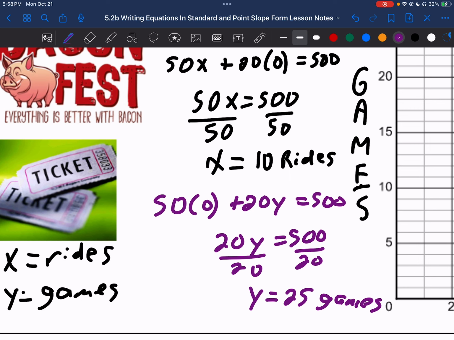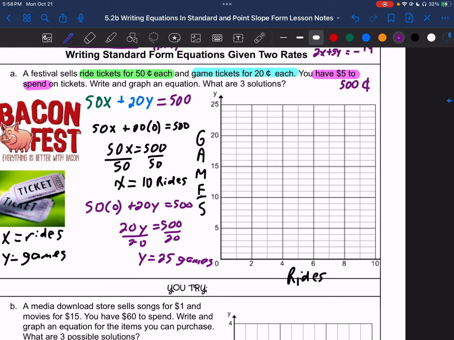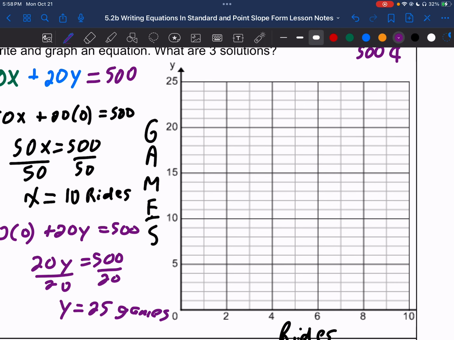So you could have 25 games, or you could go on 10 rides. So 25 games, that's going to be all the way at the top of our graph here. And if we have 10 rides, that's all the way on the right side of our graph. And I'm going to draw my line in.